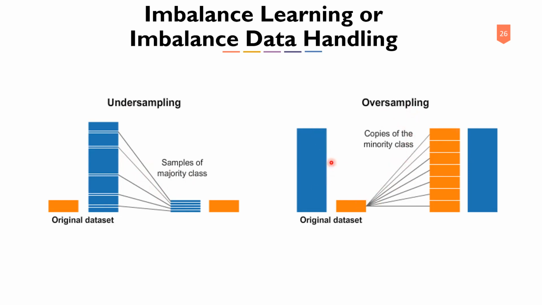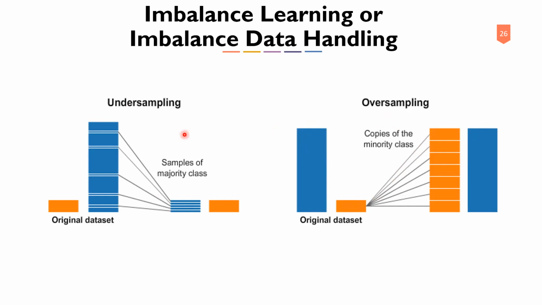Like if we have 1,000 instances, with 800 instances in the majority class and 200 in the minority class, these 200 would be increased up to 800, so 800 and 800 would be 1,600. The data set instances would be increased. It becomes slightly greater than the original one. So the number of instances would be increased.